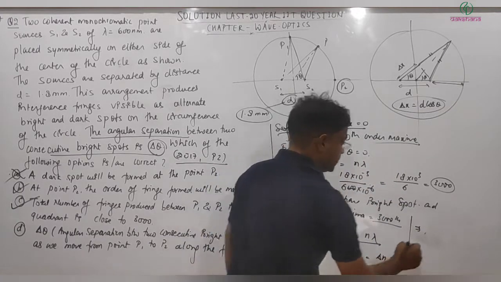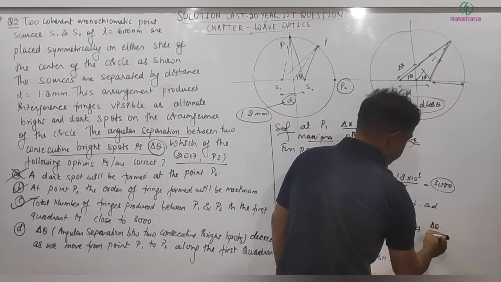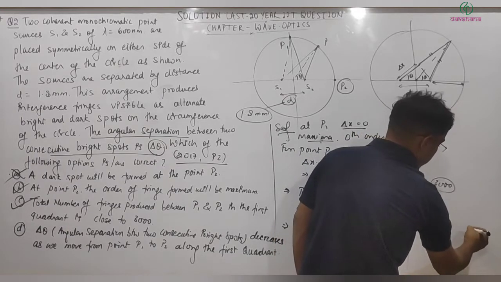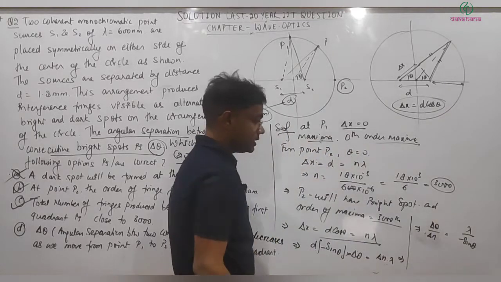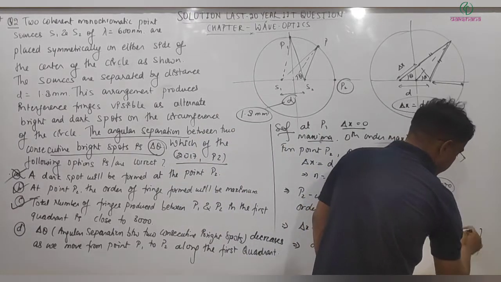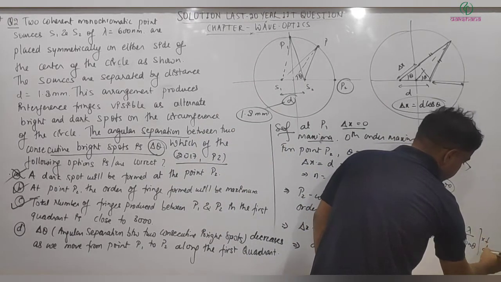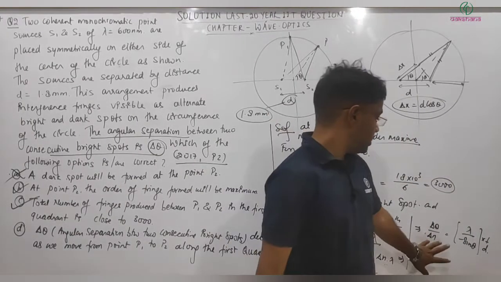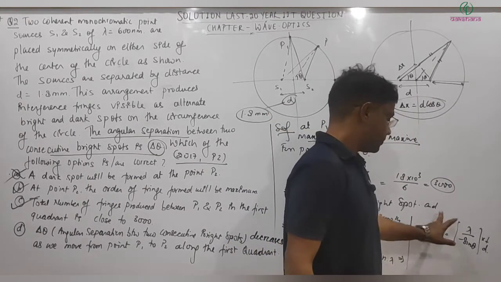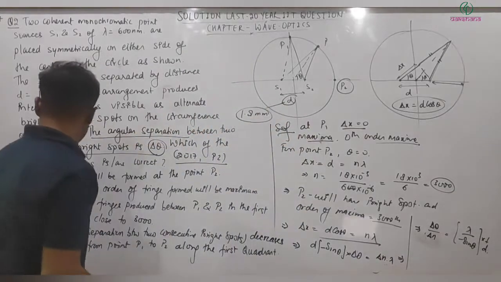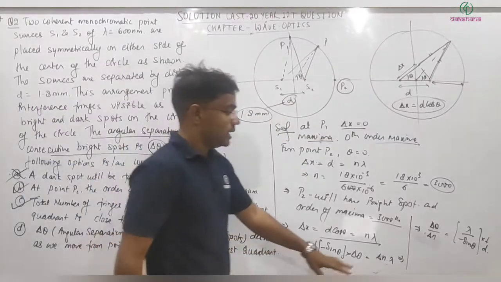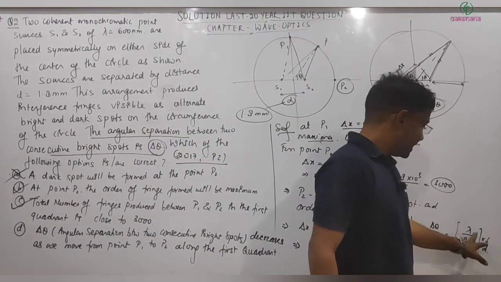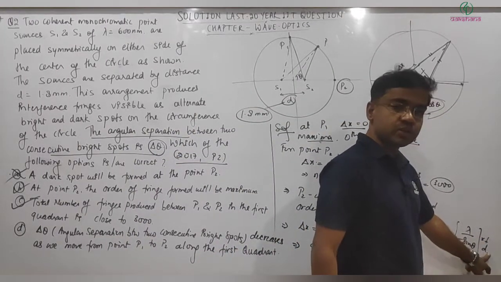So this is delta theta divided by delta n, which is equal to lambda divided by minus sin theta times d. Now you can check it. This is exactly what we needed here, the angular separation between two consecutive bright spots. Here lambda is constant, and small d is also constant.